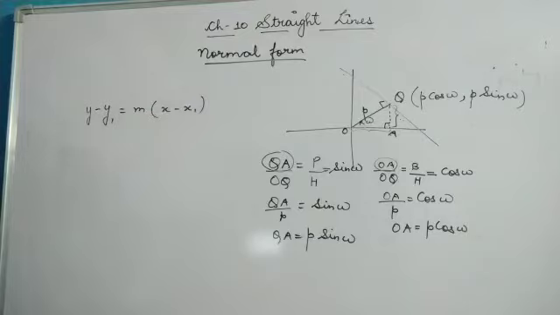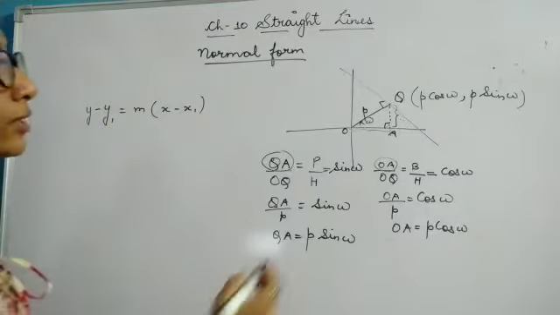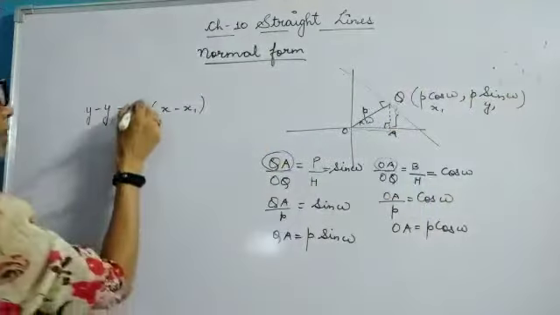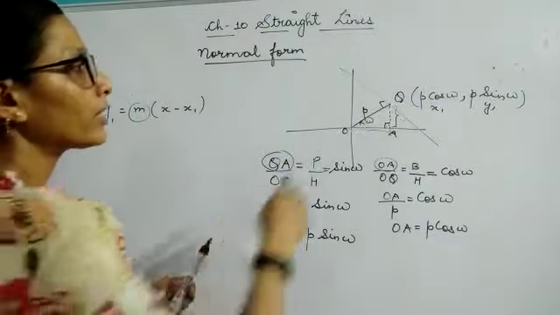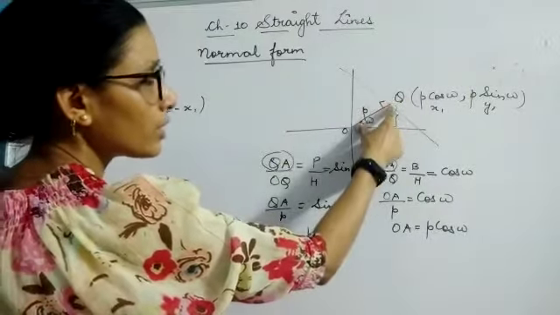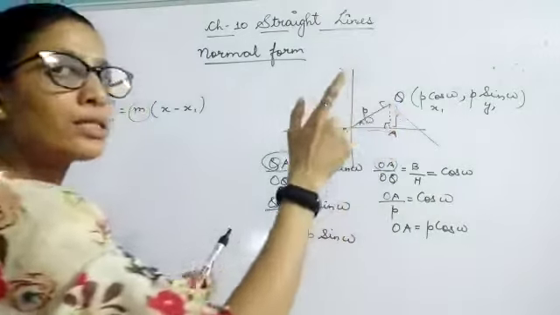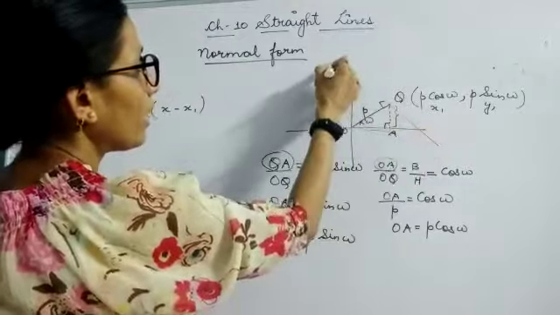Alright, now what do you have to do? You just have to put the values of x1 and y1. This is your x1, this is your y1. And then what is the value of m? M is the slope of the line. So what is the slope of this line? The slope of OQ will be the minus reciprocal of the slope of AB. Let's suppose this is your LM.